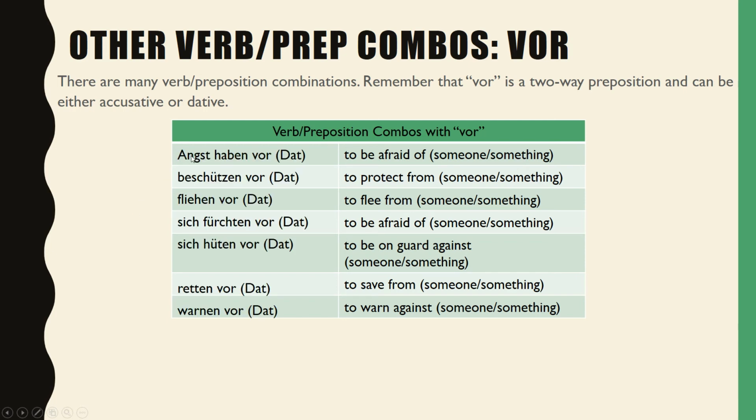Combinations include Angst haben vor plus dative, to be afraid of, beschützen vor plus dative, to protect from, fliehen vor plus dative, to flee from, sich fürchten vor plus dative, to be afraid of, sich hüten vor plus dative, to be on guard against, retten vor plus dative, to save from, warnen vor plus dative, to warn against.